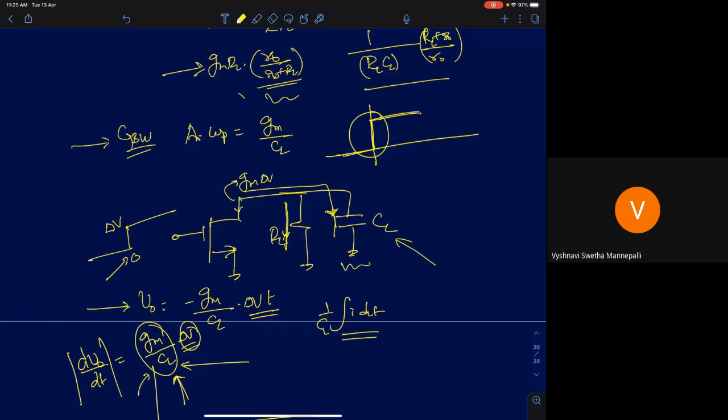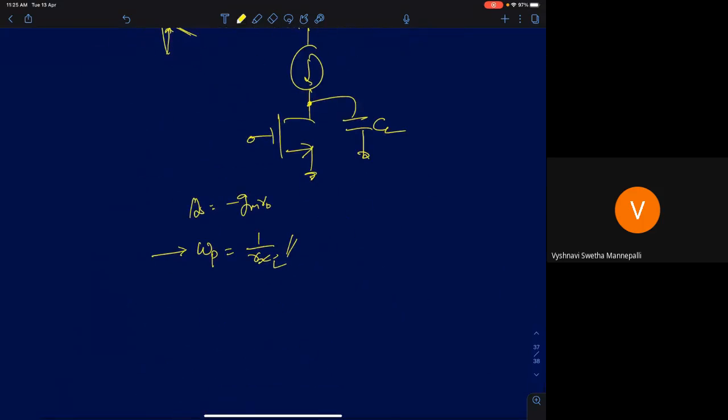So one of you is asking me about the pole. Pole, we will generally give you in radians per second. If the unit is radians per second, you can write it as omega P is 1 by R0 CL. We don't really write the sign here. We just directly write the pole location.